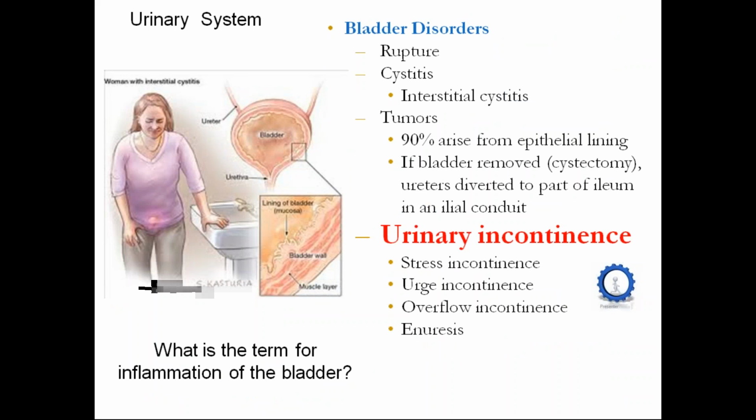Urinary incontinence. What is urinary incontinence? Let's do a small exercise here. Why is it called incontinence? You cannot control your sphincters, right? You cannot control your urinary bladder. The urinary bladder is smooth muscle, involuntary.